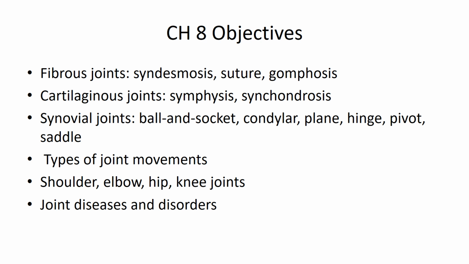Within the fibrous joints, there's the syndesmosis type, suture, and the gomphosis. Cartilaginous joints include symphysis, synchondrosis. Synovial joints are the ball and socket, condylar, plane, hinge, pivot, and saddle. Then we'll go through the different types of joint movements. Then we'll look at how the shoulder, elbow, hip, and knee joints are composed.